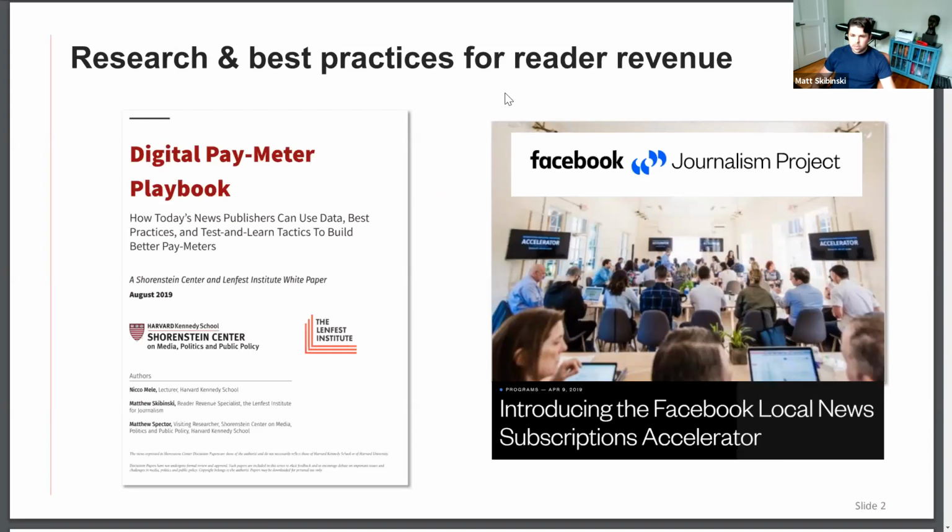At Lenfest, there are a couple of things we've done with this data. We published a white paper with the Shorenstein Center at Harvard. You can find that on the Lenfest website. We helped create, and I was one of the original coaches of, the Facebook Subscription Accelerator program, which started as 14 newsrooms in the US and now is hundreds of them all around the world. That's been a really successful program. I've also been involved in the Table Stakes Initiative and a handful of others that are all about helping publishers learn how to generate revenue from digital subscriptions, reader revenue, and all sorts of different models.